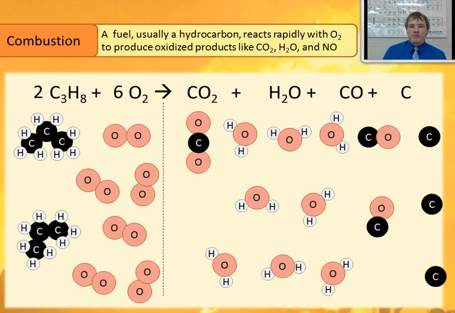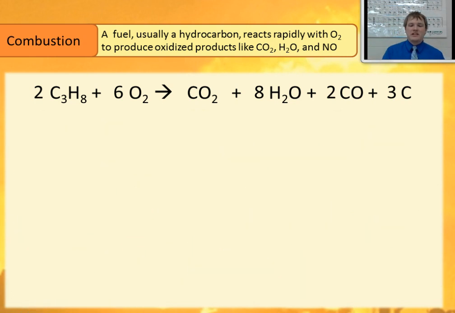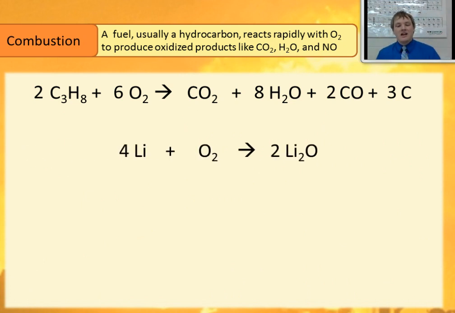We only have 1 carbon dioxide, so that's just going to have no coefficient at all. We have a total of 8 water molecules, 2 carbon monoxides, and 3 individual carbon atoms. That's how this reaction took place with a deficient amount of oxygen, so we couldn't perfectly just make carbon dioxide and water. All right, so this is another combustion reaction. Let's take a look at some more examples of combustion reactions.